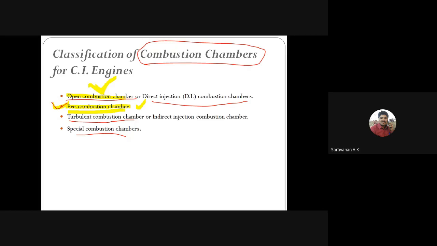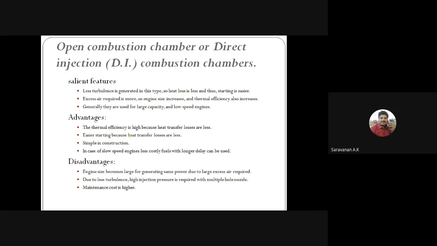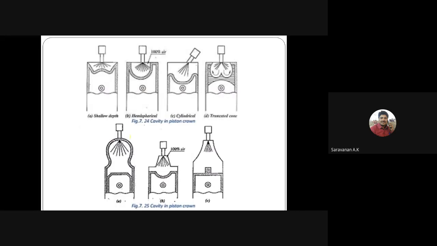So in this classification, we have four types of combustion chambers. One is the open combustion chamber, also called the direct injection combustion chamber, then the pre-combustion chamber and the turbulent combustion chamber. The turbulent one is called the indirect injection type, and we have some special combustion chambers. Let's see them one by one. The first one is the open combustion chamber.